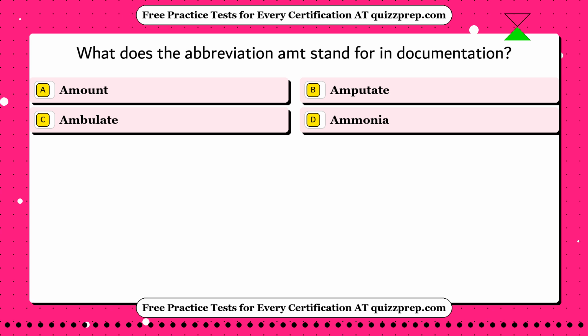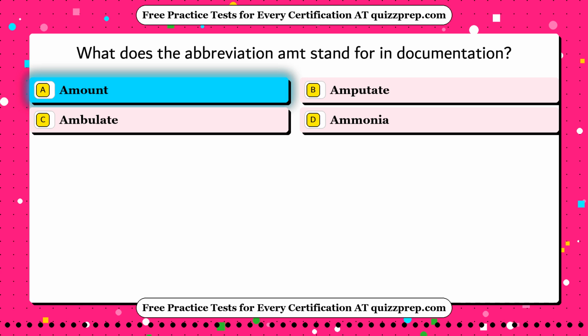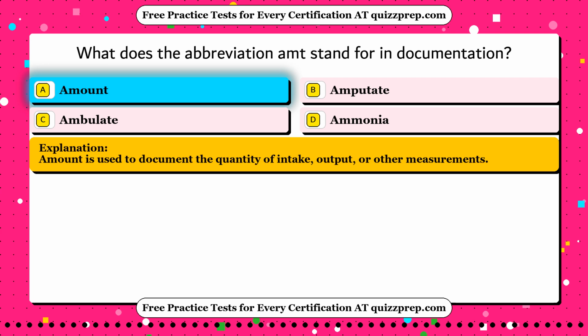Question 9. What does the abbreviation AMT stand for in documentation? Option A, amount. Option B, amputate. Option C, ambulate. Option D, ammonia. The correct answer is option A, amount. Amount is used to document the quantity of intake, output, or other measurements.